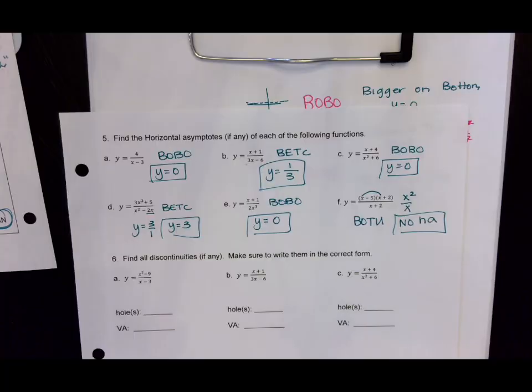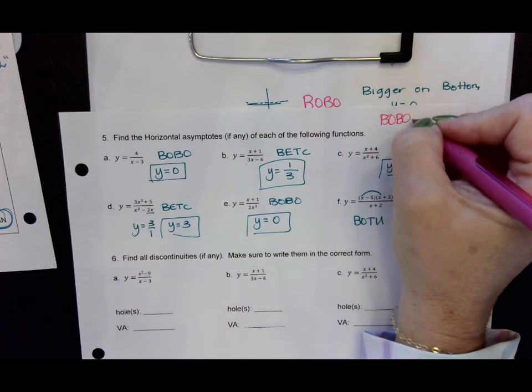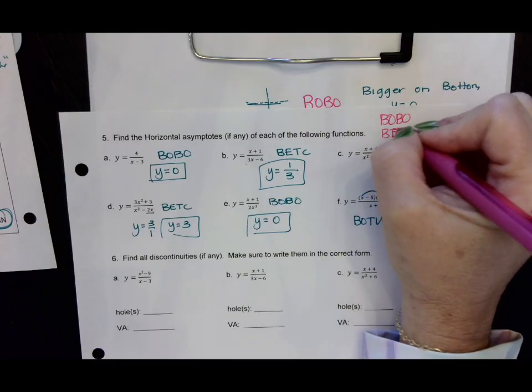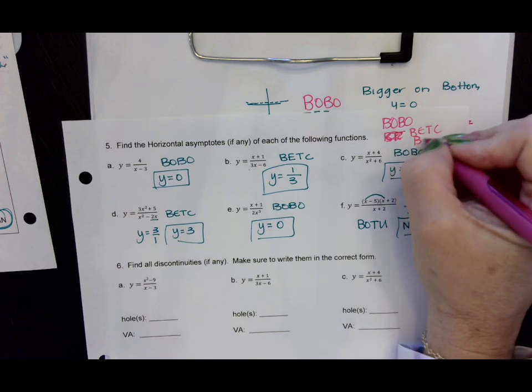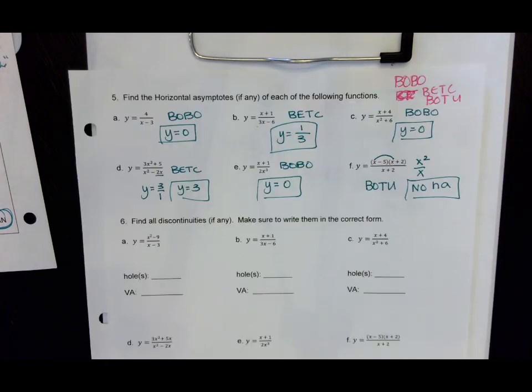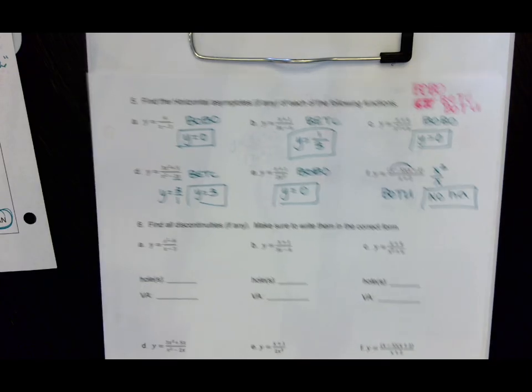Okay, so again, I'm going to write this here. Bobo, bigger on bottom, 0. Betsy, bottom equals top, coefficient. And Bow 2, bigger on top, undefined. All right, and it's literally that quick. If you can remember these, then all you're doing is analyzing that first one.